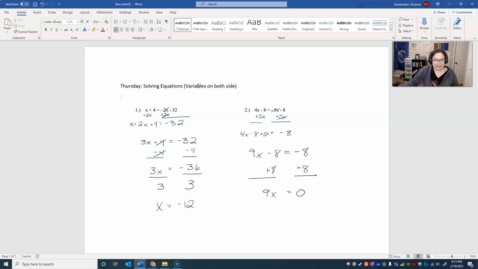So to solve for x, last step, divide everything by 9. So x equals 0, because 0 divided by anything is 0. You're going to work these the exact same way you did the problems yesterday, except the first step is going to be adding a term with variables or subtracting a term with variables in order to get all of the terms with x together.